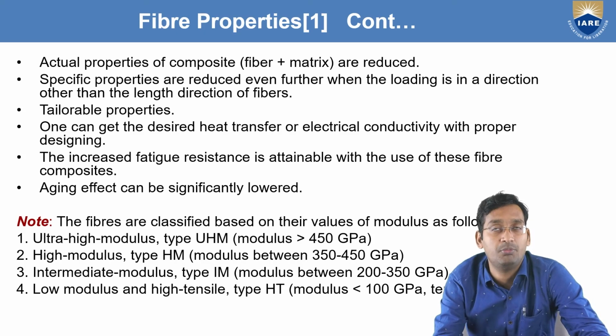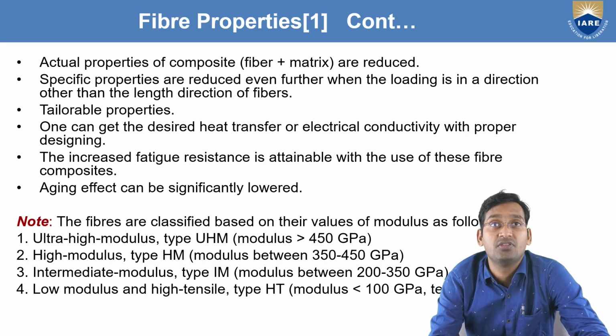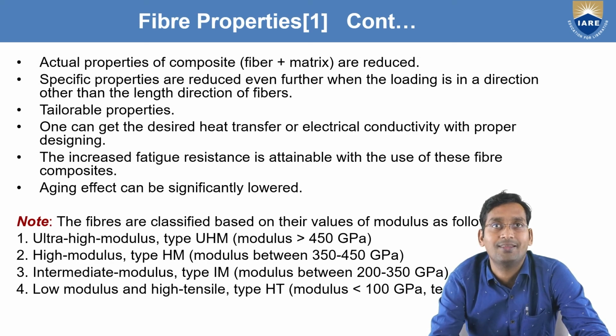Next is tailorable property, means we can tailor depending upon our requirement. One can get the desired heat transfer or electrical conductivity with greater dynamics. So with this we can properly tailor heat transfer and electrical conductivity. Increased fatigue resistance is attainable with the use of these fiber components. Aging effect can be significantly lower. So whatever the effect is, that can be lower than in carbon fiber.